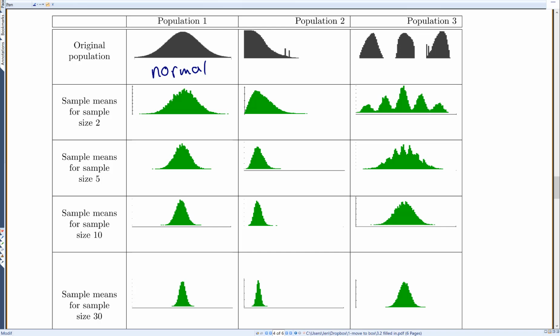Okay. Population 2, though, it was very right skew. At a sample size of 2, it's still skewed. At a sample size of 5, my possible sample means are still skewed. At a sample size of 10, maybe a tiny bit skew.